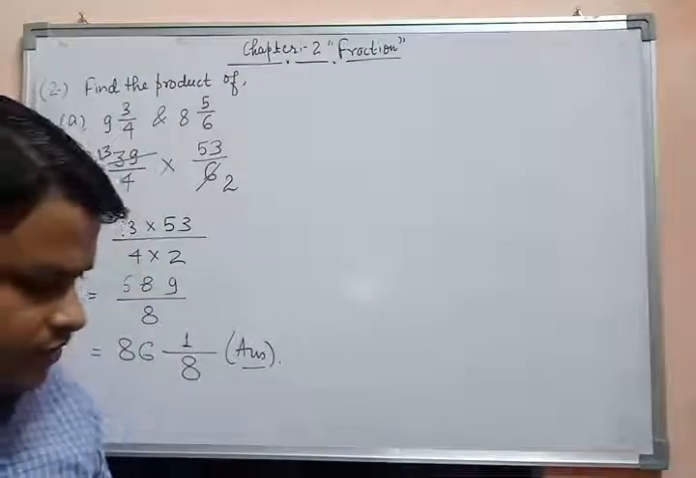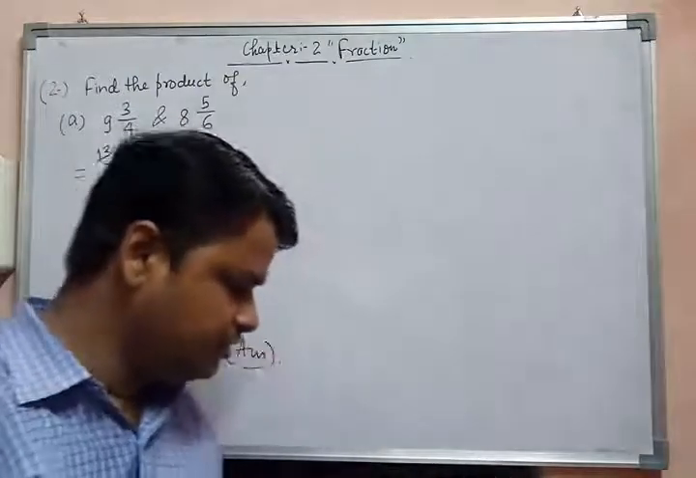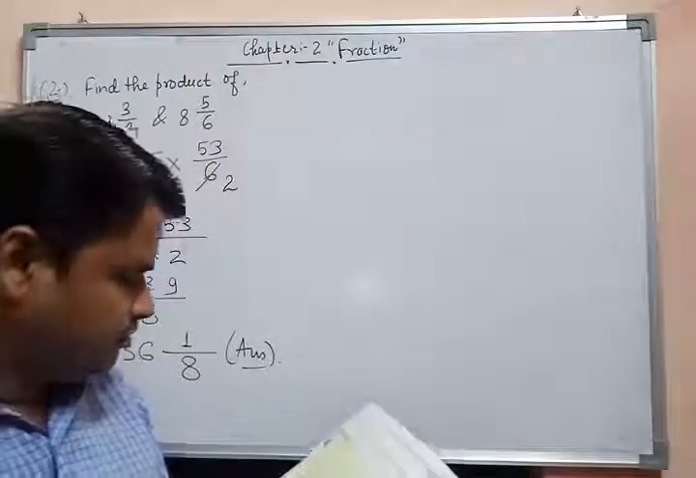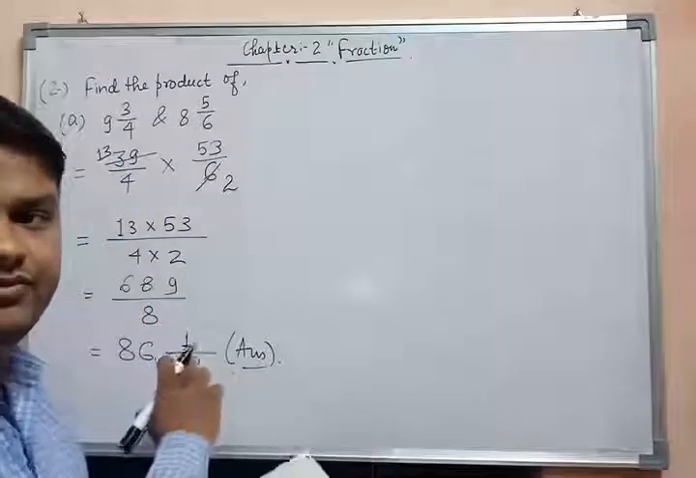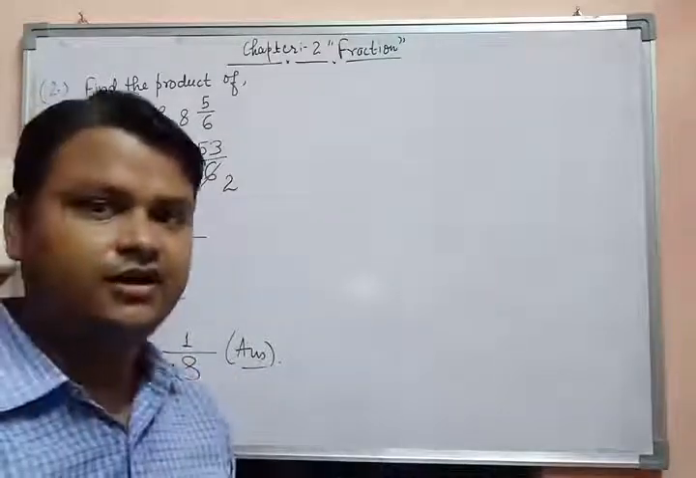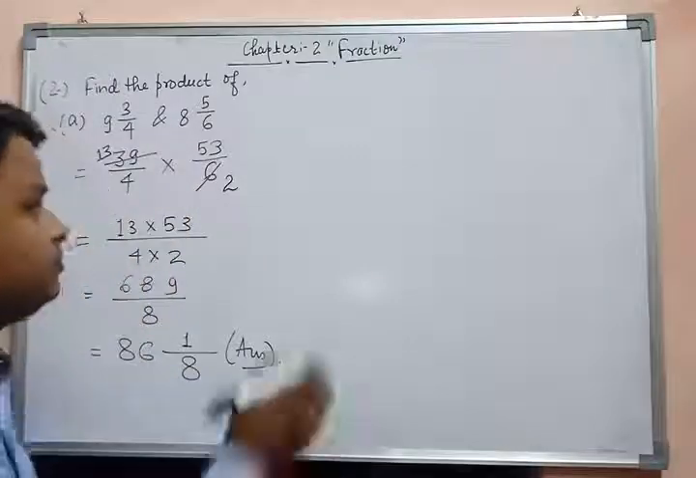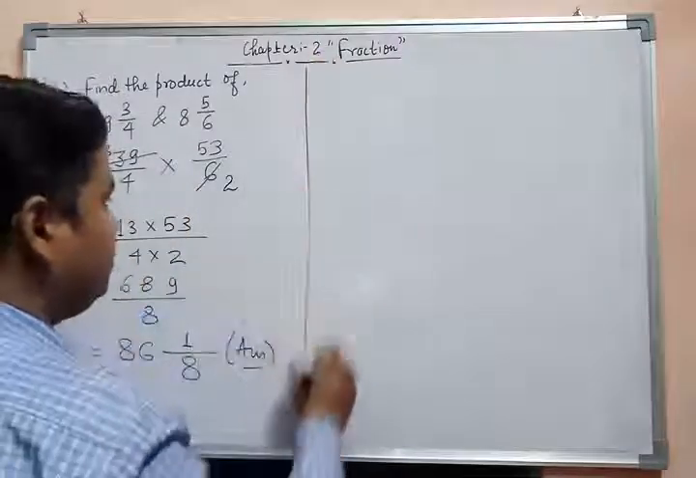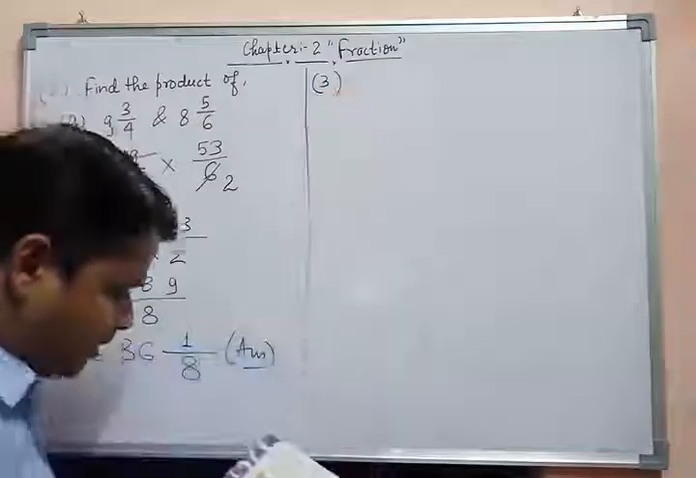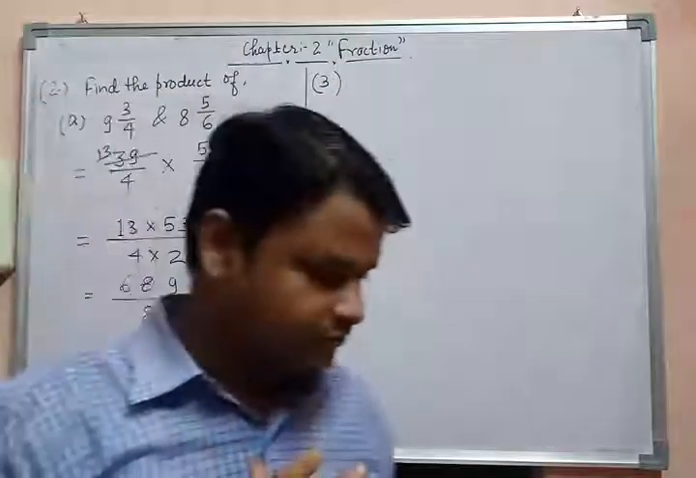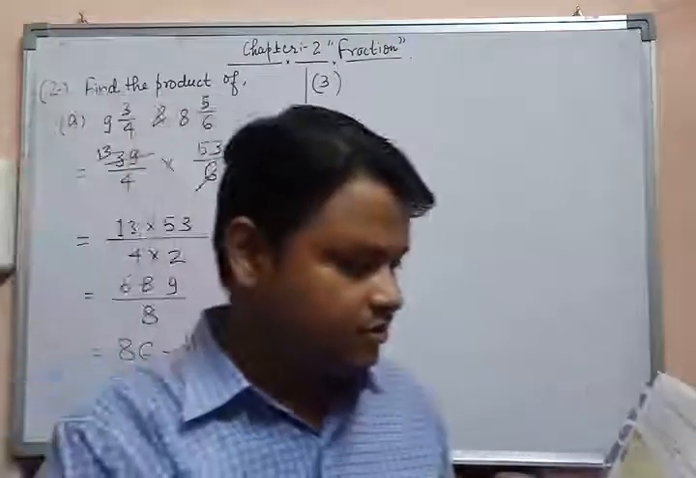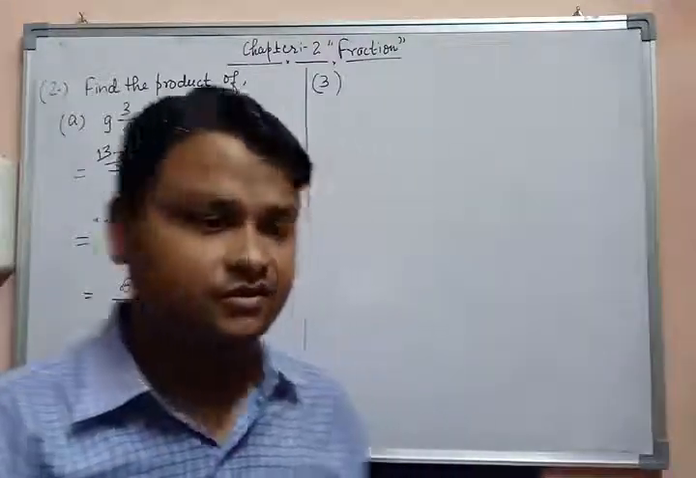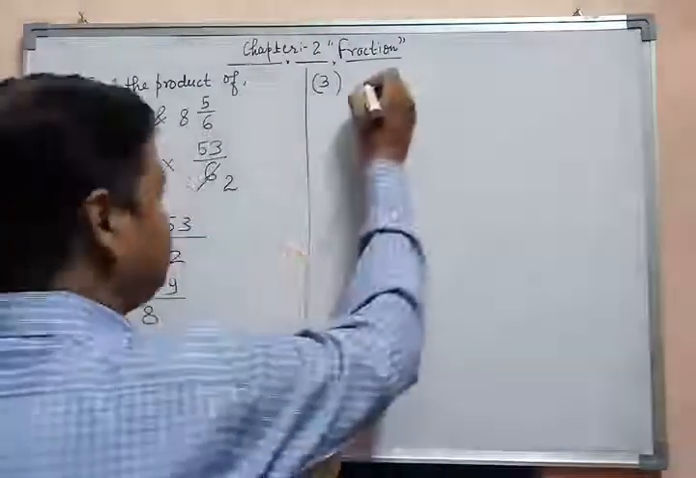Now student, moving on to the next question. Question number 3. Students, the remaining questions of question 2 you have to solve by yourself. Okay, this is the homework. Now question number 3 is: find the product of. It means you have to multiply, but in this question you have been given 3 fractions.